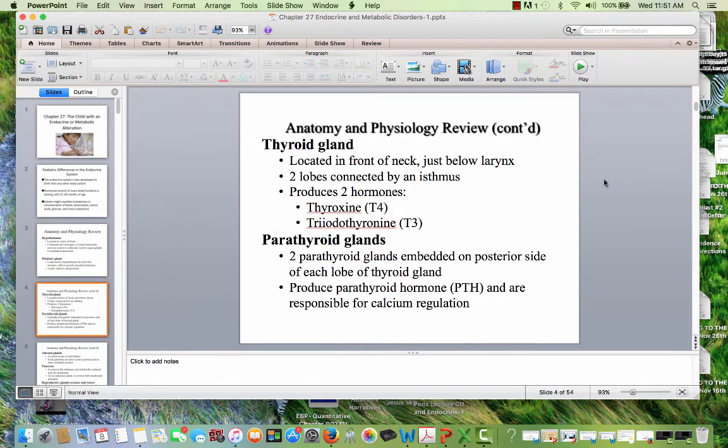The thyroid gland has two lobes in the anterior neck region below the larynx, and it produces T3 and T4 in response to the thyroid stimulating hormone from the pituitary gland. It's responsible basically for the synthesis of protein and cholesterol, glucose metabolism, heat production, growth and development, and metabolism. And then the parathyroid glands, there are actually 4 glands, 2 on each side of the thyroid gland.